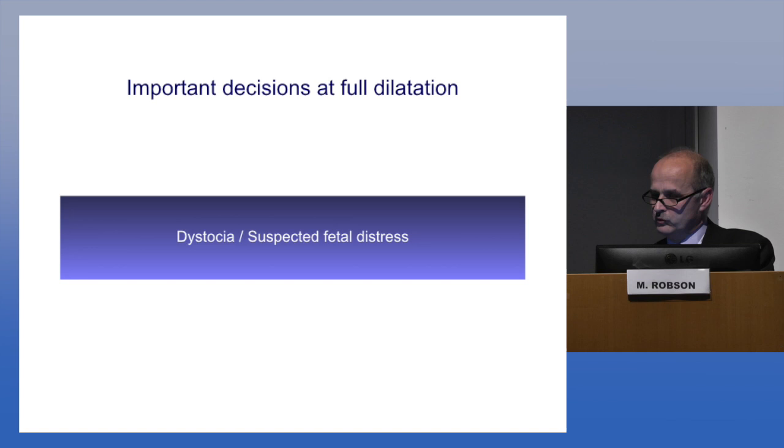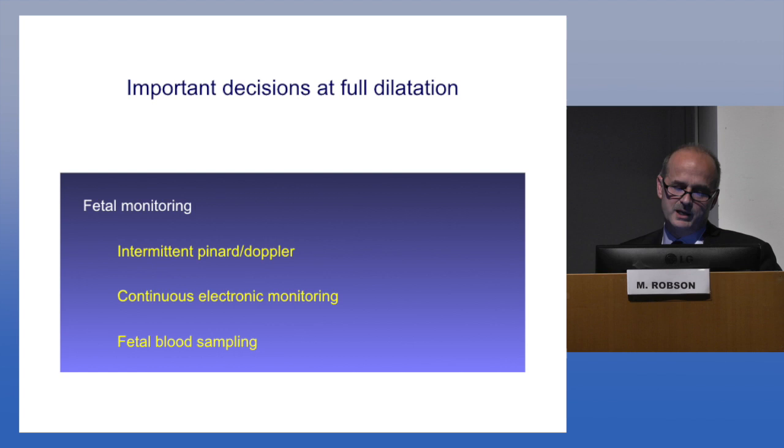And too many times, if you ask people why they're doing it, why they did, they certainly haven't written in the notes, they're not clear. But it's very, very important, because there are obviously different lines of treatment and management. Fetal monitoring, well, you can argue for intermittent Pinard Doppler if everything has been normal up to that stage. But if you've got poor progress, you will have to, depending on whether it's a nullip or multip, consider something like oxytocin. And I certainly think then you should start continuous electronic monitoring.